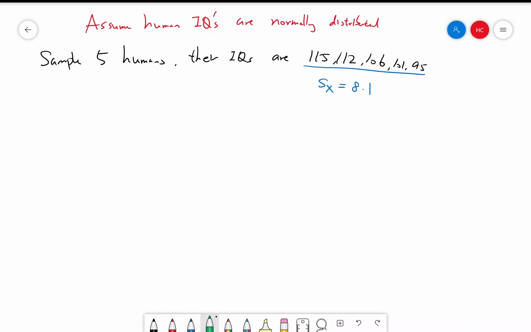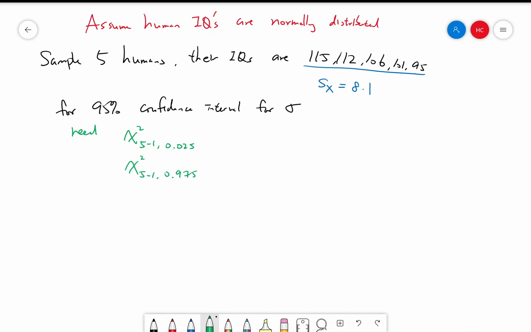To find the confidence interval for sigma, we need to find the chi-square values. So for a 95% confidence interval for sigma, we need the value of chi-square with 5 minus 1 degrees of freedom, comma 0.025, and the same thing but for 0.975. We already found these values on page 1, so you can look back. The first one is 11.143, and the second one is 0.484.